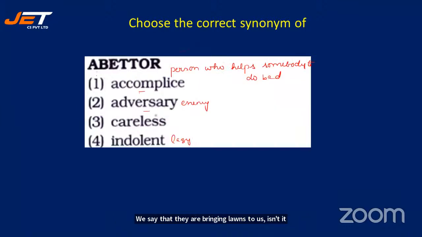Perfect, very good. See the next question, abettor. Four options are given. Before I say the meaning, let me give you the meaning of everything. Accomplice means a person who helps somebody to do something bad. Next is adversary, which is enemy. Careless, that you know. Then indolent means lazy. Now you must have guessed the meaning of abettor, right? Another sentence: an abettor is a very dangerous person. Let me see how many guess. Option one, many are giving me option one. Yes, now option one is scoring. Good.